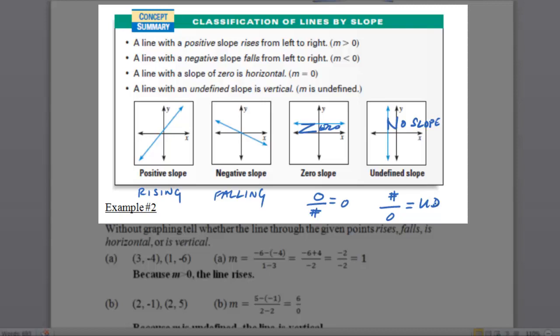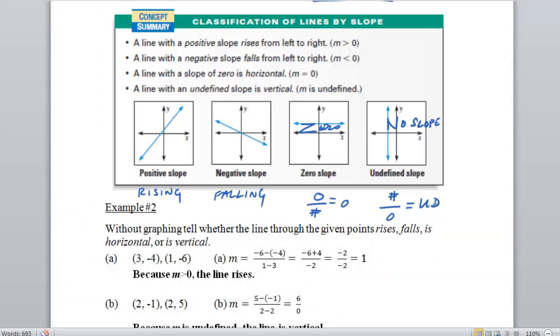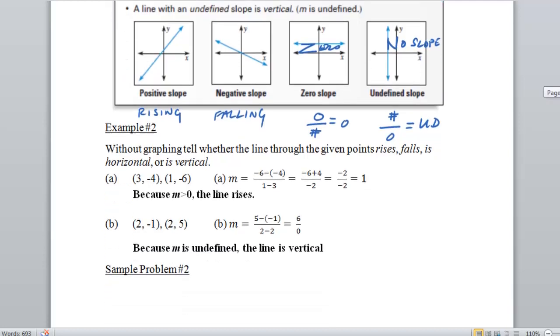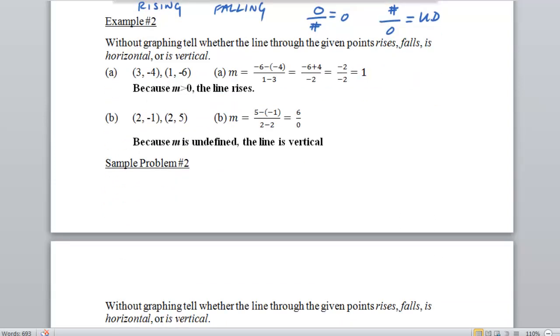So this is a very good concept summary. This is extremely important for you to know and can be very beneficial to you not only in Algebra 2 and for the linear functions unit, but this is tested quite often on standardized tests. So let's take a look at an example of how we could ask you to do this mathematically. It says, without graphing, tell whether the line rises, falls, is horizontal or vertical. So we would first have to find the slope of the individual lines. So understanding the slope formula is important. And then we would have to determine how that slope value fits into our concept summary.